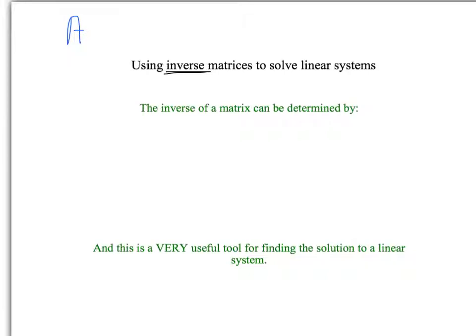Okay, so let's say I have a matrix A. If I want to find the inverse, I just want to let you know that A to the negative 1 denotes the inverse of matrix A.